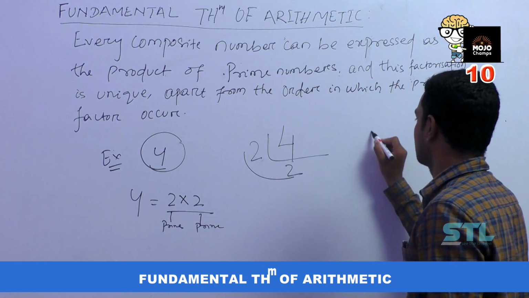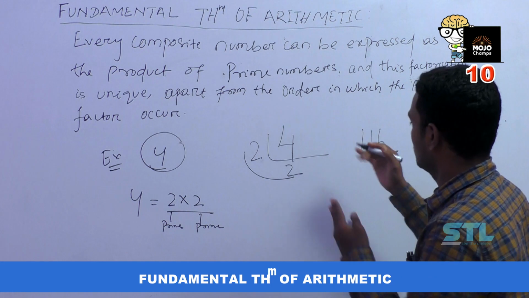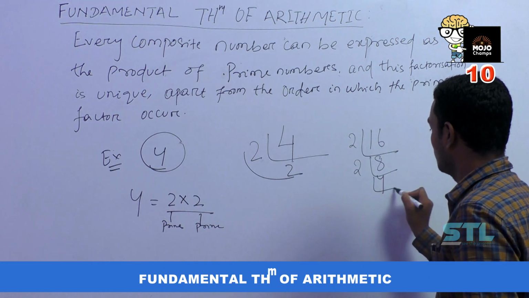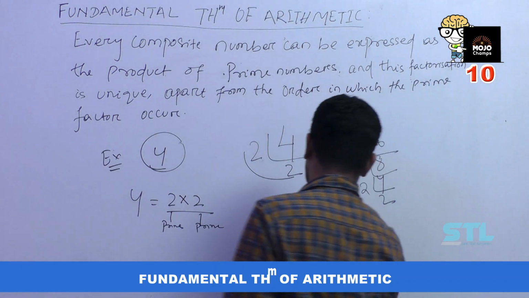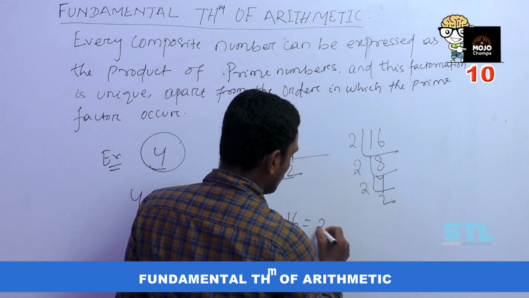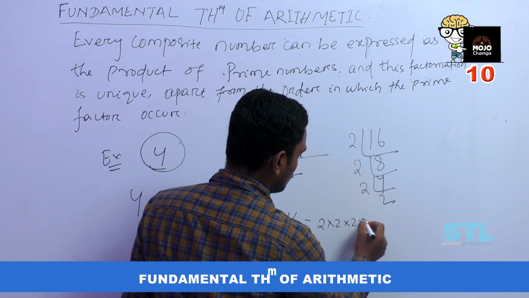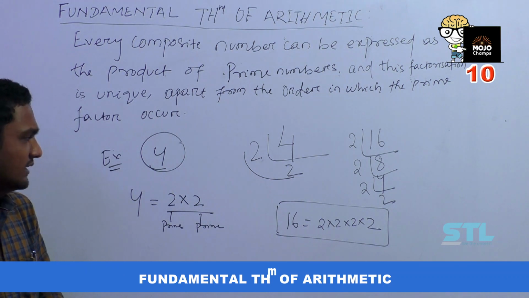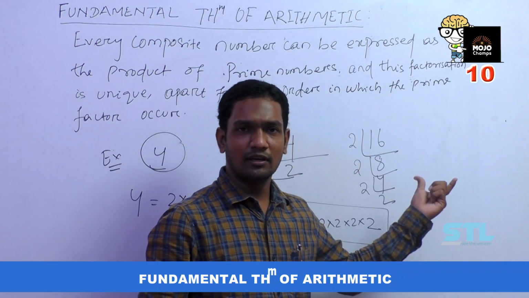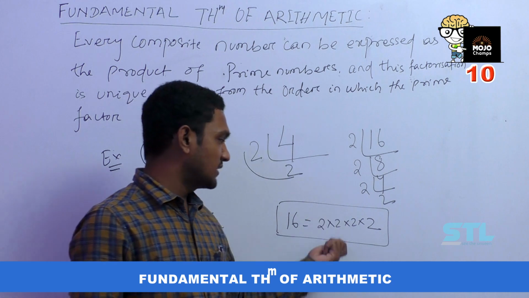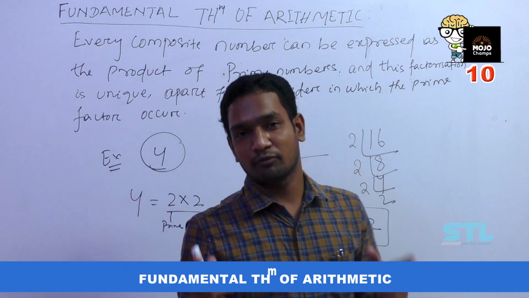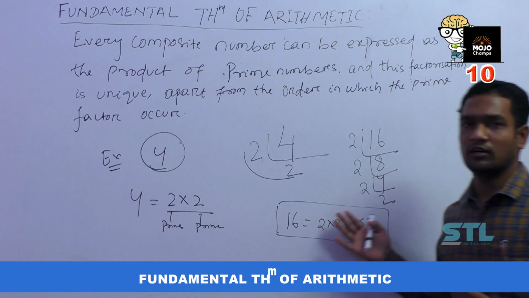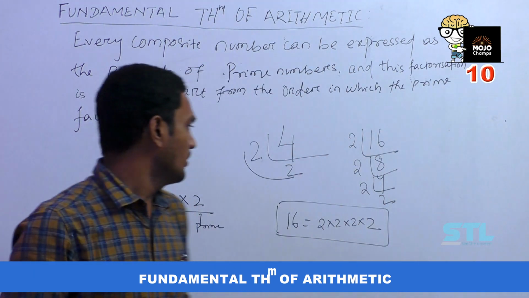So now I can write 4 as a product of 2 prime factors. Suppose I take 16. 16 is also a composite number. 2 eights are 16, 2 fours are 8, 2 twos are 4. So 16 is equal to 2 into 2 into 2 into 2. Now this 16 is a composite number, and I could express it as the product of prime factors. These are all 2, and all these 2s are prime numbers.